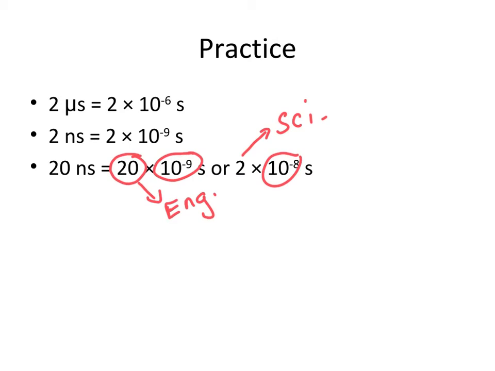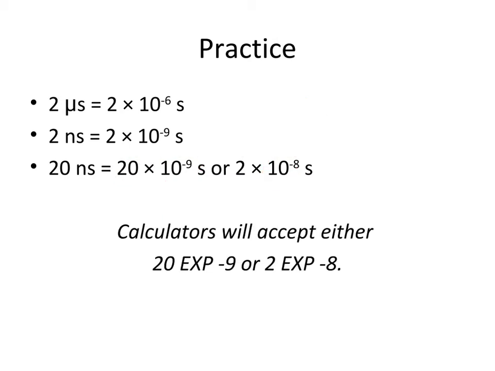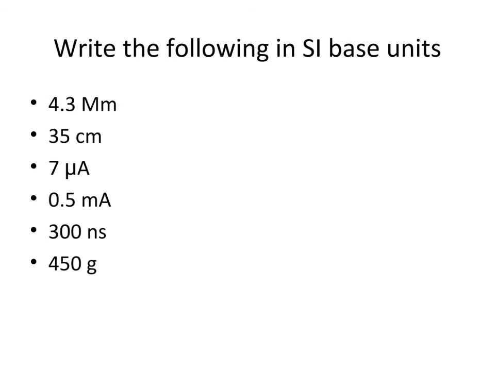So scientific notation and engineering notation. Your calculator will likely convert from engineering to scientific notation for you. So if you put in 20 and then EXP -9, it would probably convert it to 2 EXP -8 for you.